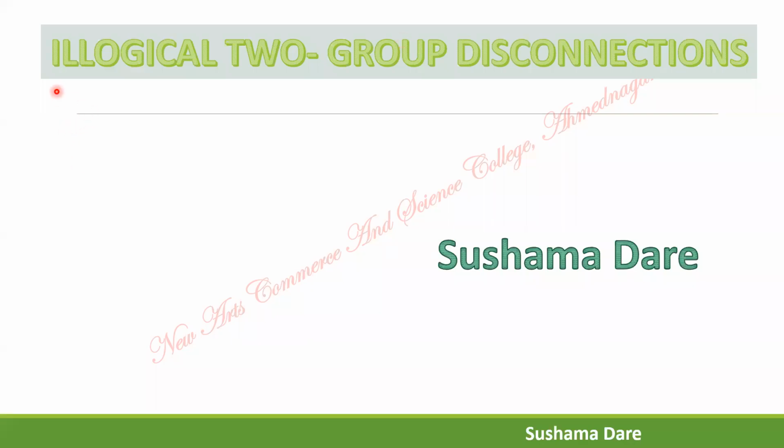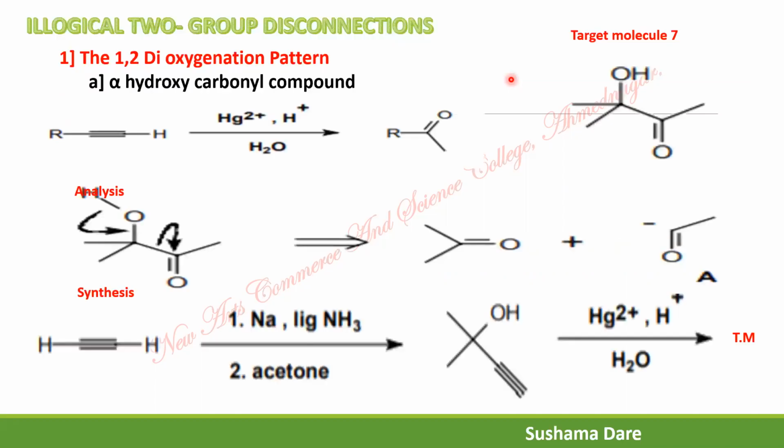Dear students, in this video, I am going to continue the next part of the two-group disconnections. In that, we already started the 1,2 dioxygenated pattern. Now, we already discussed some examples related to this relation, that is alpha hydroxycarbonyl compound.